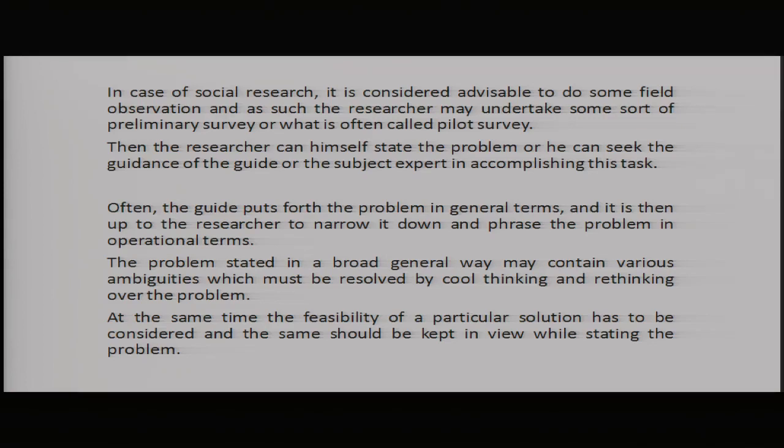The problem stated in a broad general way may contain various ambiguities which may be resolved by cool thinking and rethinking over the problem. So this is very important. When there is some sort of ambiguity, you have to think and resolve it at the initial stage. At the same time, the feasibility of a particular solution has to be considered, and the same should be kept in view while stating the problem. So finding this feasibility is also very important.